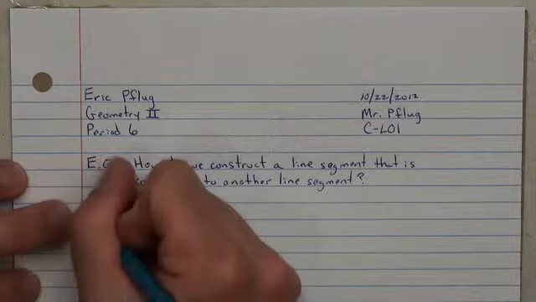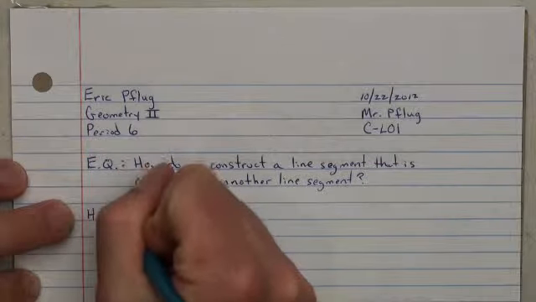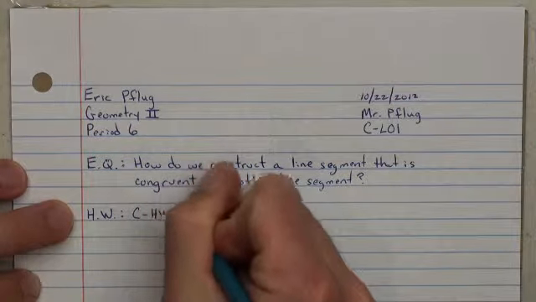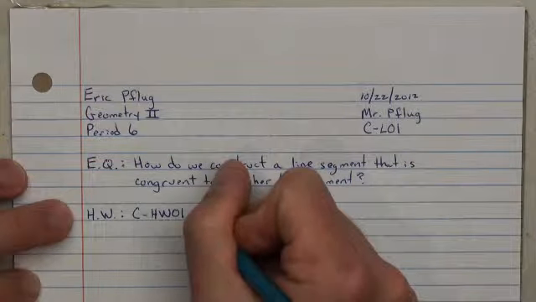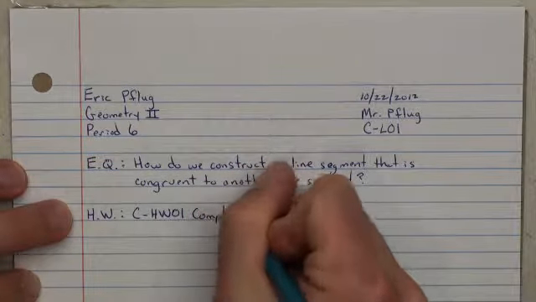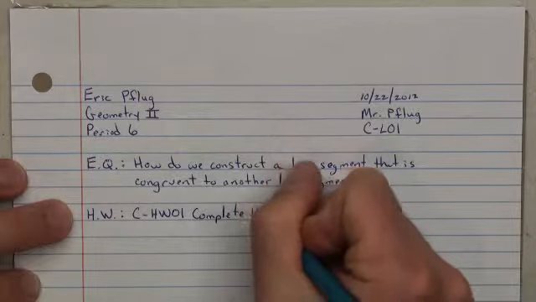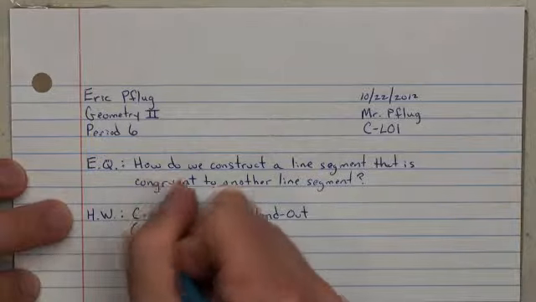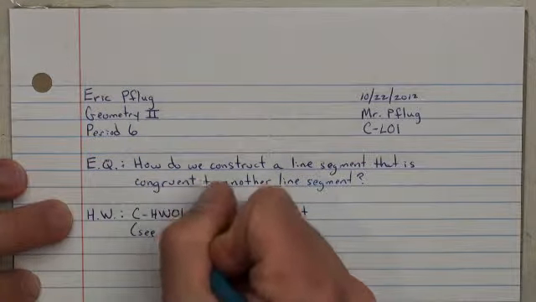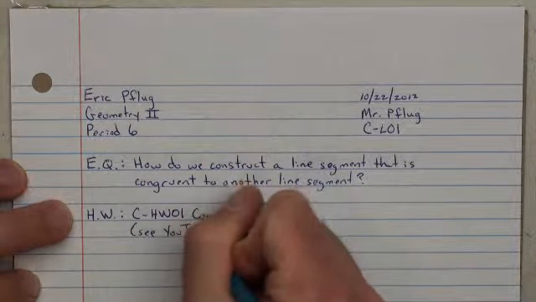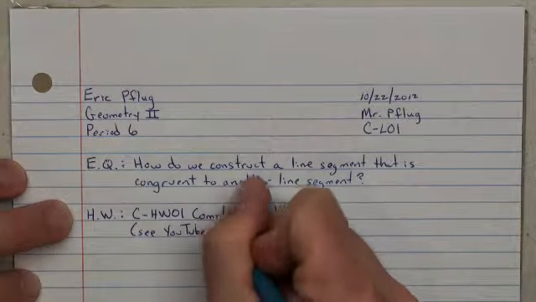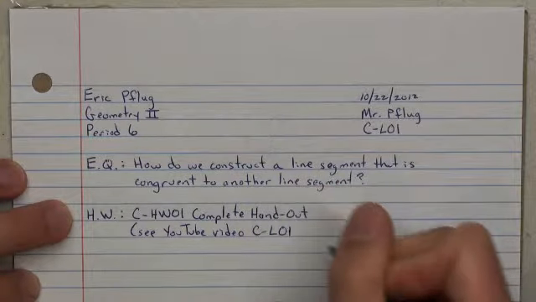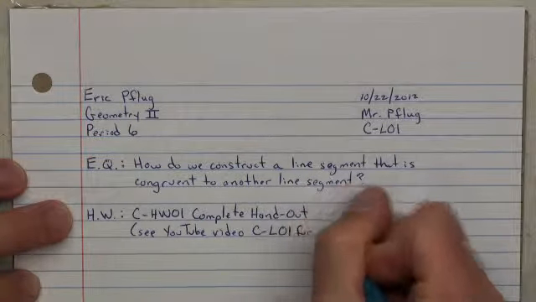So let's skip a line and put down our homework. Alright, it's going to be C-homework 01, and it's going to be to complete the handout. Okay, and if you have trouble, you can always see the YouTube video C-L01 for help.